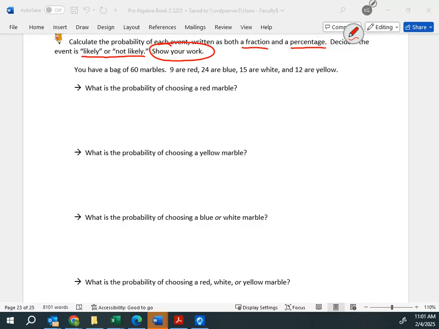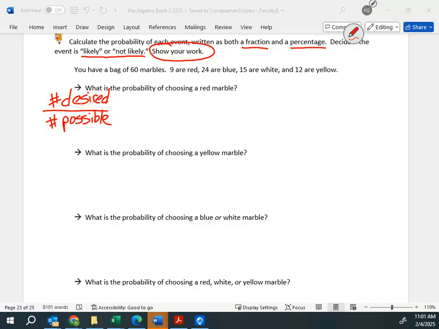So let's look at this first one. You have a bag of 60 marbles. 9 are red, 24 are blue, 15 are white, and 12 are yellow. What is the probability of choosing a red marble? So we want our desired number on top and the possible number on the bottom.